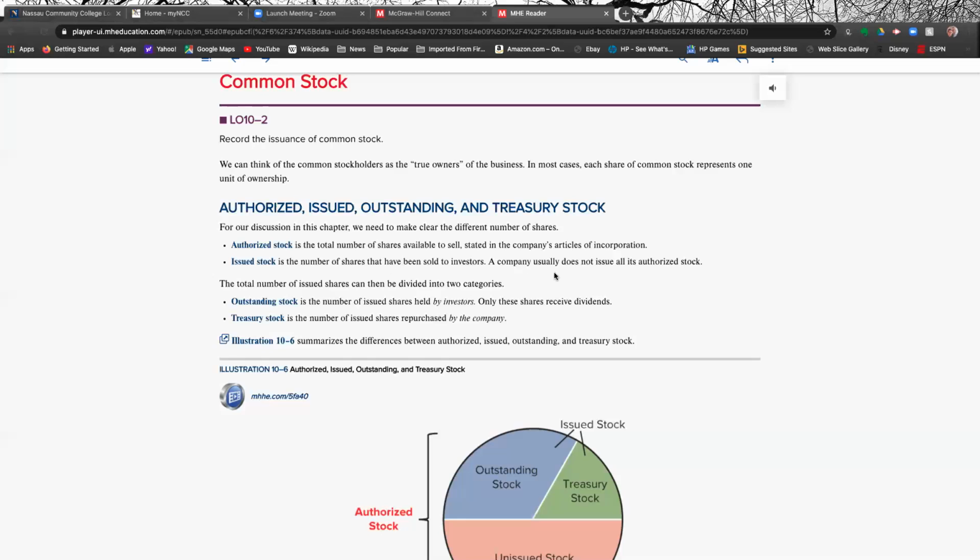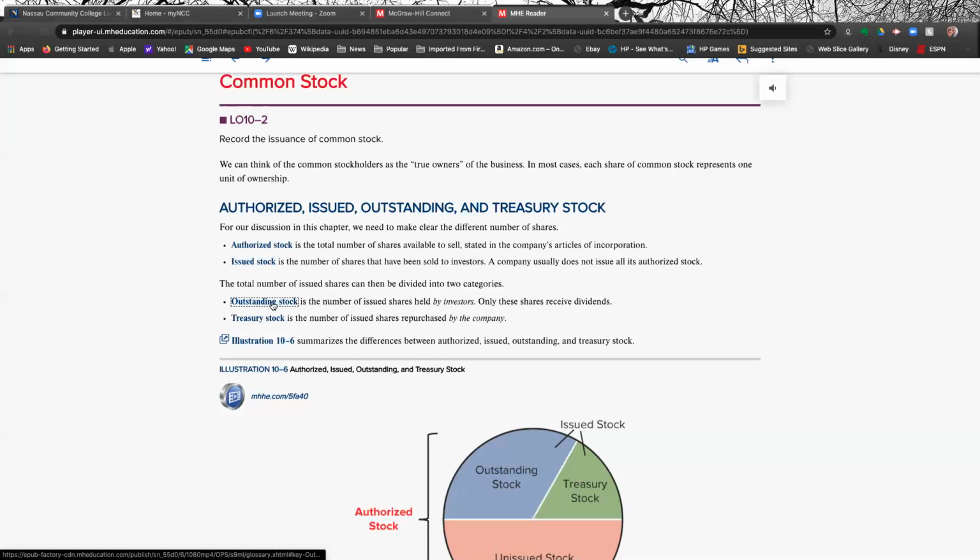A company usually does not issue all its authorized stock, right? They always like to leave some in reserve for certain reasons. So authorized is the total amount that you're allowed to have, and issued is the actual amount that you have distributed or issued to stockholders.